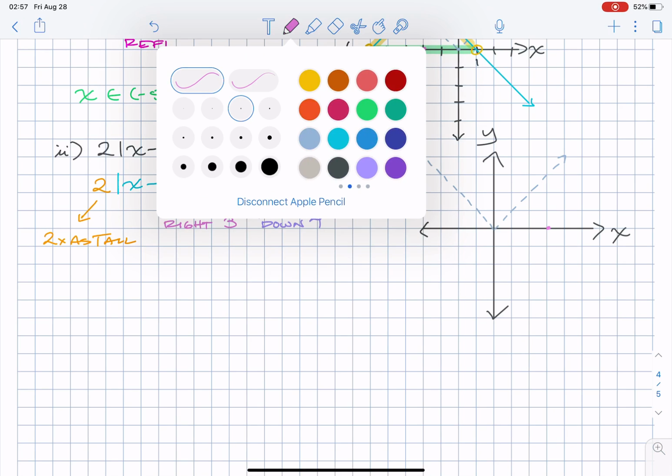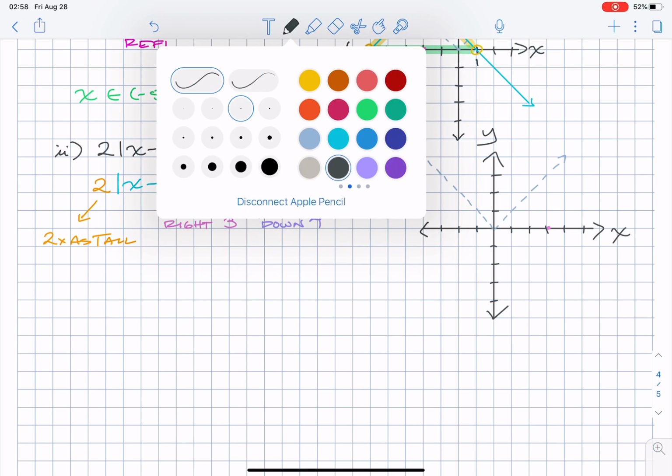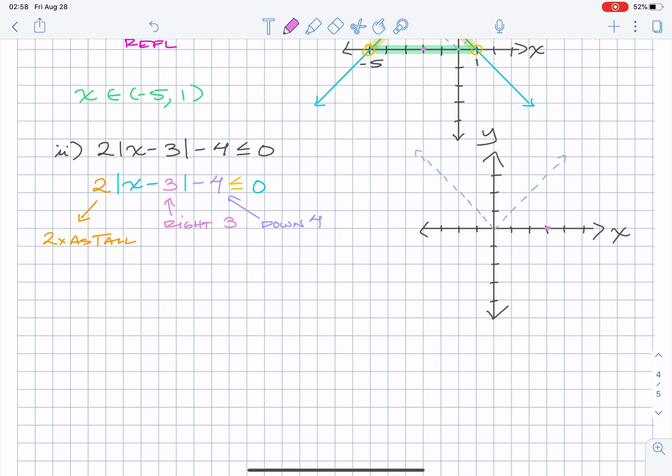Oh, I didn't put markers on my graph. 1, 2, 3, 4, 5. 1, 2, 3. 1, 2, 3, 4. So we have to the right 3, down 4, 1, 2, 3, 4, twice as tall. Okay, so now I claim that we're going to get a twice as tall V shape that looks something like so, and you can verify this for yourselves.